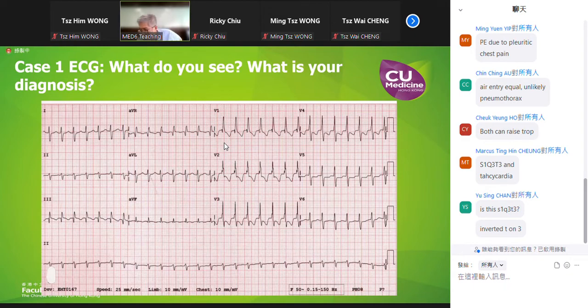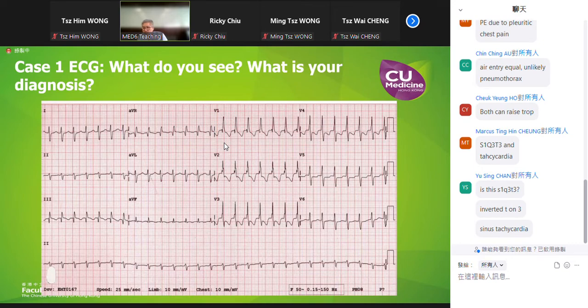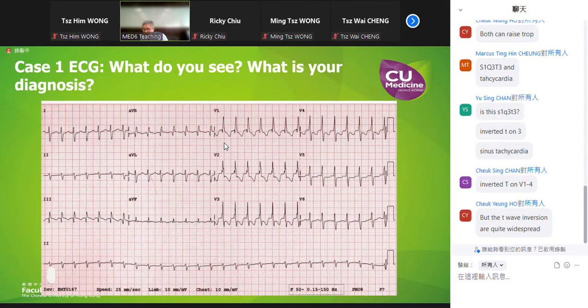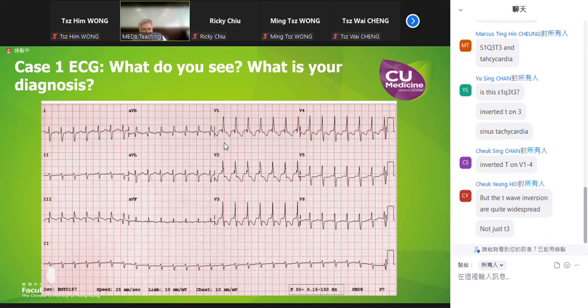Okay, so what do you see? Is this S1Q3T3? You tell me. Yes, S1 is okay. So what else are you seeing apart from that? Okay, you're thinking PE, but what other ECG changes can you see with PE? What else apart from S1Q3? Sinus tachycardia. Okay, so inverted T waves in V1 to V4, yes. The T-wave inversions are quite widespread, V1 to V4, not just T3.